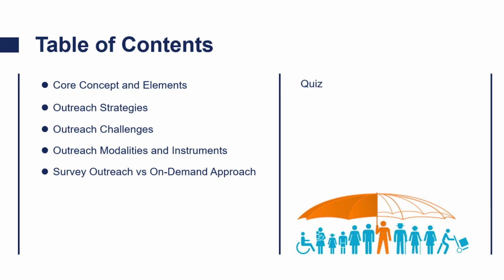In this module, we will learn about the concept and importance of outreach in social protection programs. We'll discuss challenges in designing an effective outreach tool. We will also explore the effective outreach strategies, modalities, and instruments. Lastly, we will learn how to tailor outreach modalities according to specific intended population. We will learn these steps with global examples, and the learners will be given an exercise to ponder upon. This module also includes a quiz at the end, so let's begin.